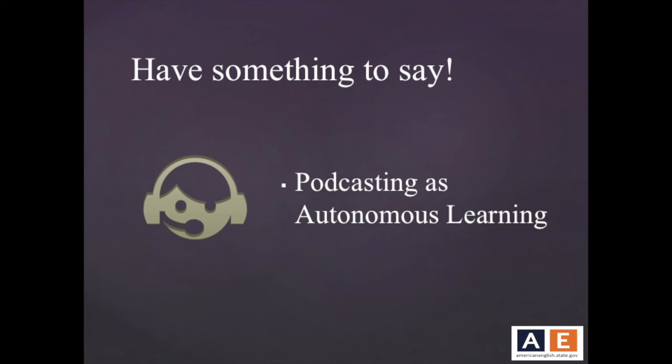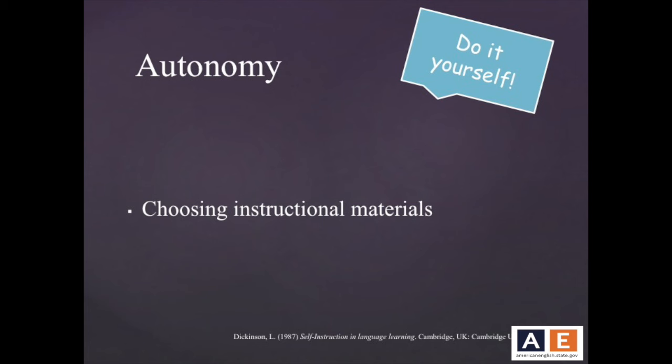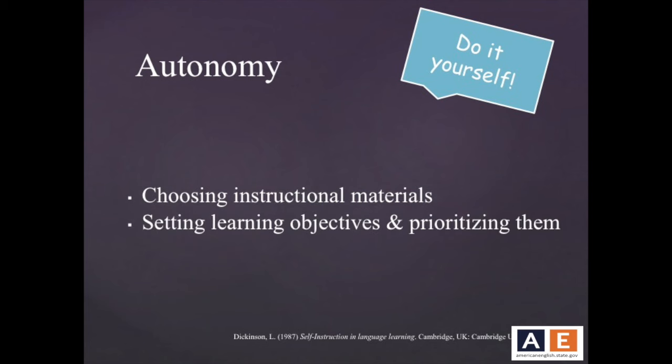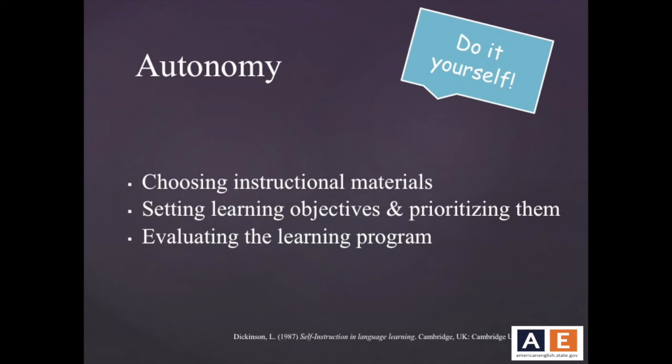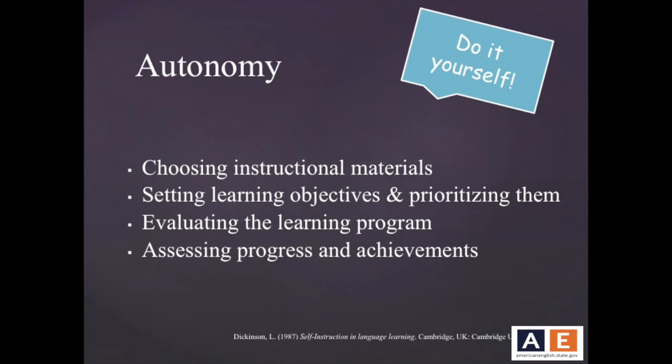And if we look at the characteristics of autonomy, there are components that allow for choice and self-selection. For instance, students can choose the instructional materials, they can set learning objectives and prioritize them. They can even evaluate the learning program and decide how it is helping them. And of course, they also can measure their own progress and achievements.